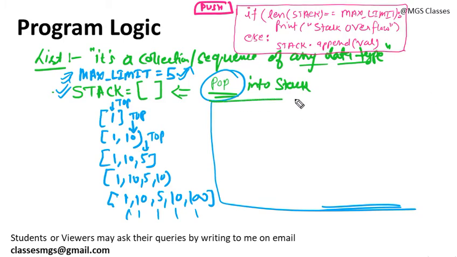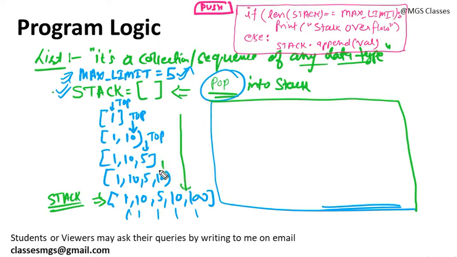What is the meaning of pop? Pop means removing. Let's suppose this is our stack currently. Let's suppose we have inserted 5 elements in the stack using the append method, and top is pointing here. What is the method of the list to remove an element from the end? We are going to use the pop method of the list. The list pop method is basically used to remove the item from the end of the list.